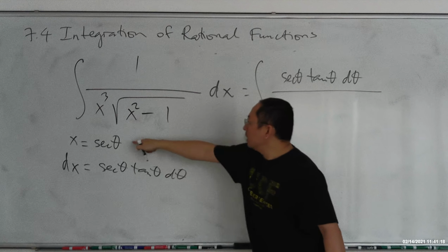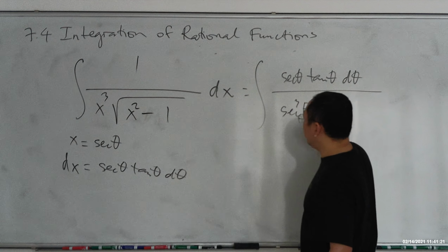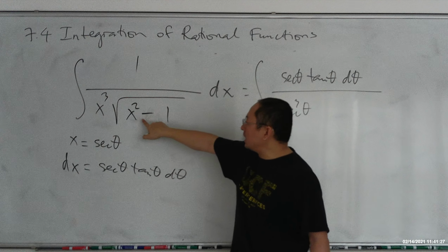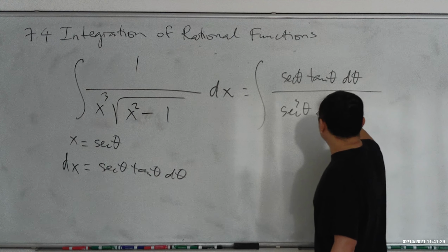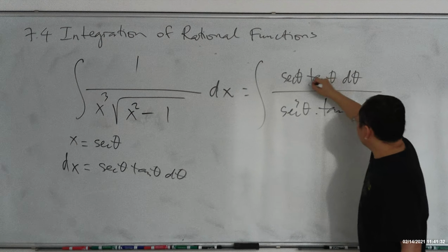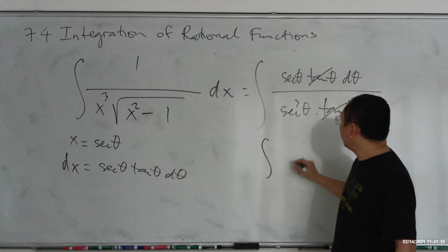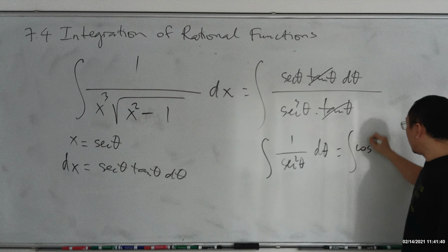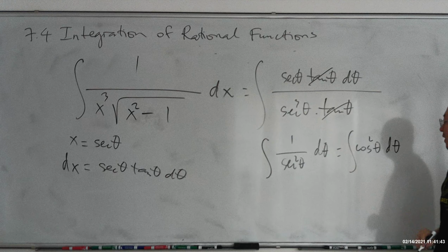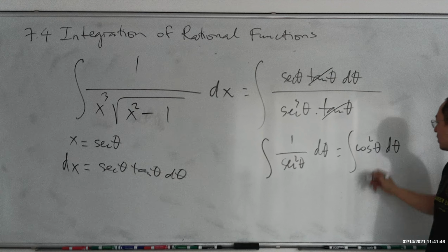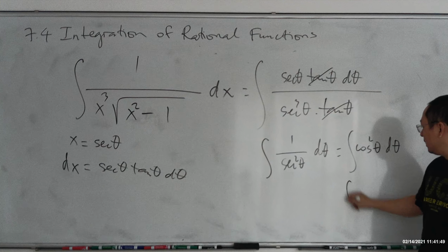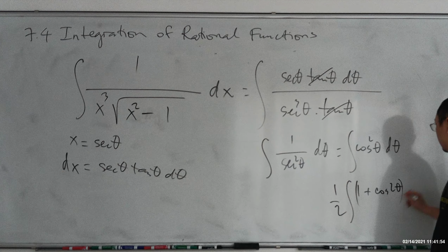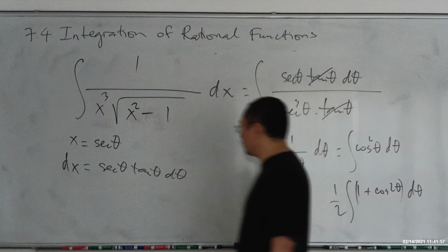dx is secant theta tangent theta d theta, and the bottom is x cubed. x cubed is going to be secant cubed theta, and x squared minus 1 is secant squared minus 1, which is tangent squared. Square root of tangent squared is just tangent. Oh boy, it's wonderful. So tangent cancels out. This is integral of 1 over secant squared theta d theta, which is integral of cosine squared theta d theta. And I know for sure I can solve the problem already, because for cosine squared I can use the double angle formula: 1 plus cosine of 2 theta over 2 d theta, and I'll leave you to work the rest of the problem right there.